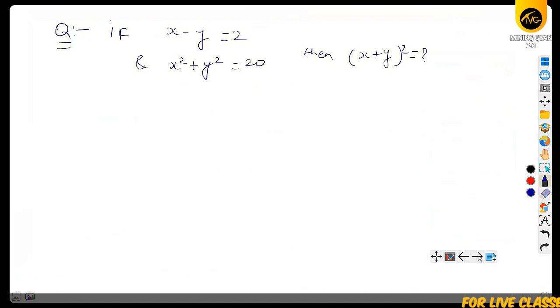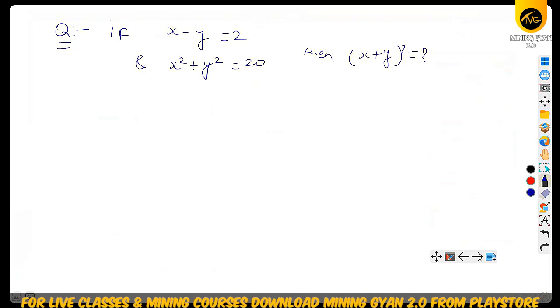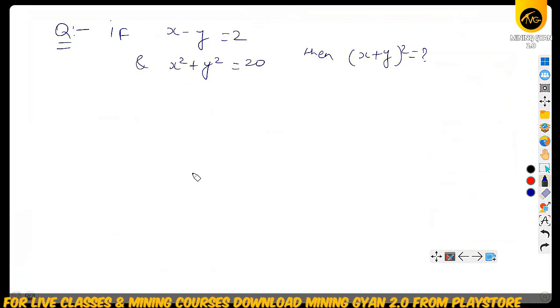Okay, in last class, we solved questions about algebra, and today we are going to do some more examples, or more questions, of algebra. So first example: if x minus y is equal to 2, and x square plus y square is equal to 20, then what is the value of x plus y whole square?